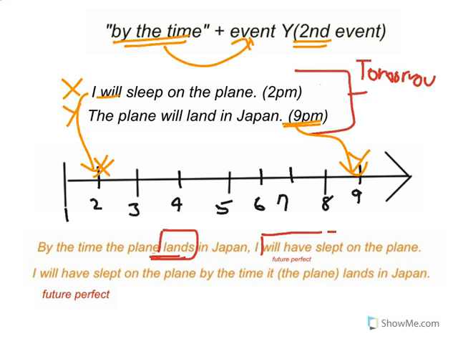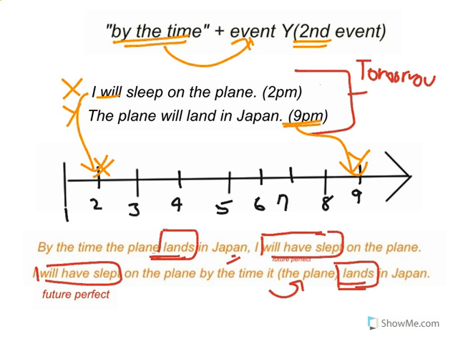In your main clause here, you have the future perfect. Or you could have written it the other way. I will have slept on the plane by the time it, which means the plane, lands in Japan. So now you have your future perfect in the main clause and your simple present in the adverb clause.